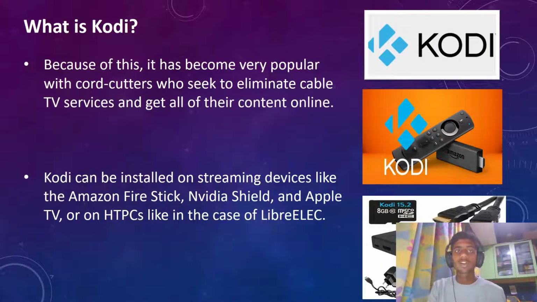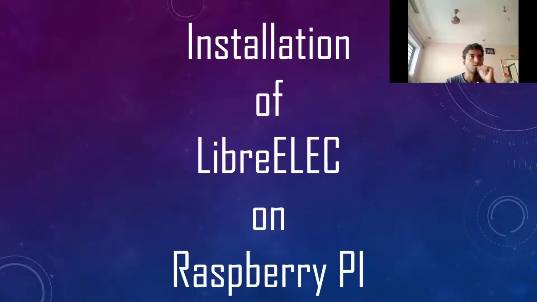Because of this, it has become very popular with cord cutters who seek to eliminate cable TV services and get all of the content online. Kodi can be installed on streaming devices like the Amazon Fire Stick, Nvidia Shield, and Apple TV, or on HTPCs like in the case of LibreElec. Let's begin with the installation of LibreElec on Raspberry Pi.